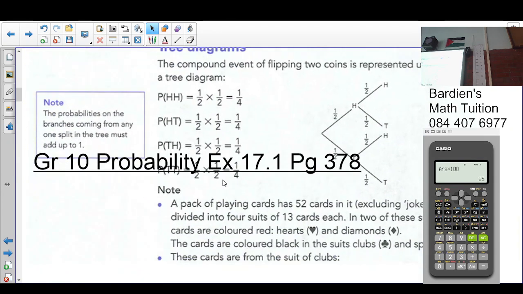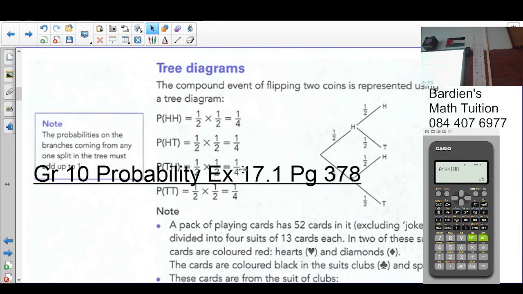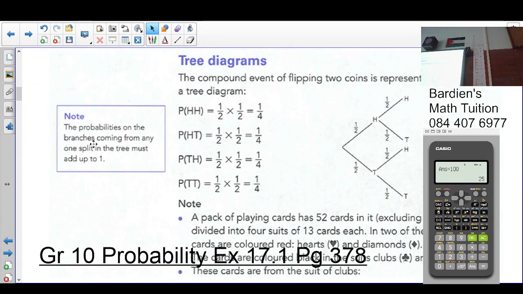Right, tree diagrams. We spoke about tree diagrams last year as well. Correct? So note the probabilities on the branches coming from any one split in a tree must add up to 1. What are they referring to there?